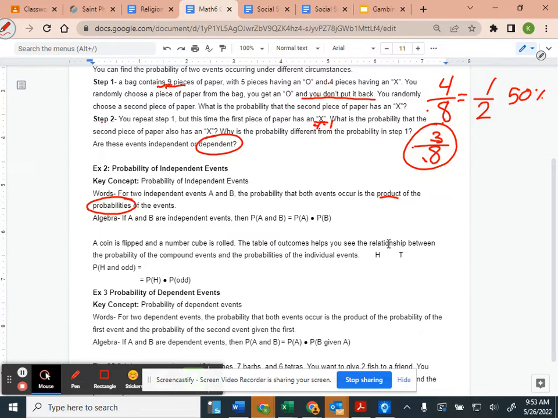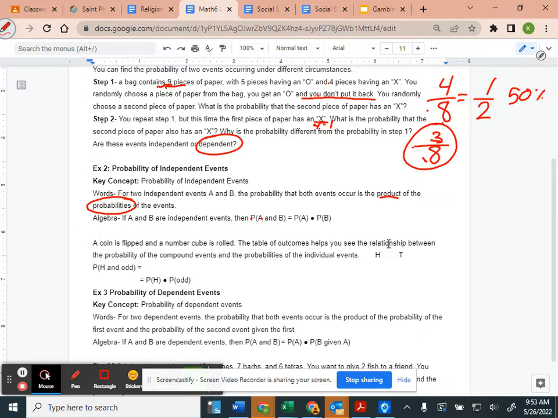So in algebra, we would say the probability of A and B is the probability of A times the probability of B. So a coin is flipped and a number cube is rolled. The table of outcomes helps you see the relationship between the probability of the compound events and the probabilities of the individual events. So one is a coin and one is a cube.